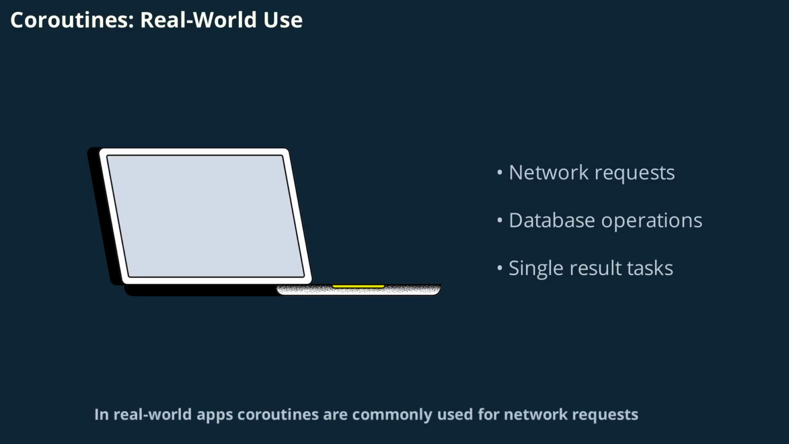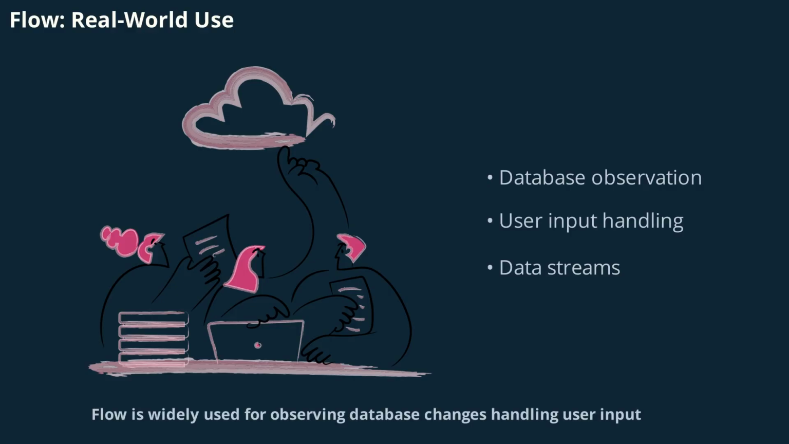In real-world apps, coroutines are commonly used for network requests, database operations, and any task where you expect a single result. Their simplicity and efficiency make them a go-to solution for many developers. Flow is widely used for observing database changes, handling user input, and processing streams of data. Its reactive nature makes it perfect for scenarios where data changes over time and you need to react accordingly.